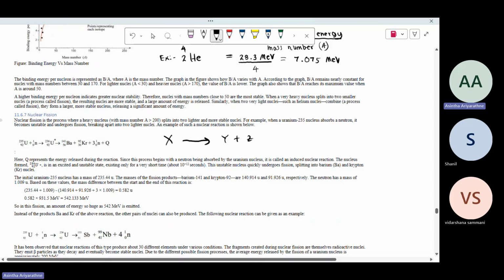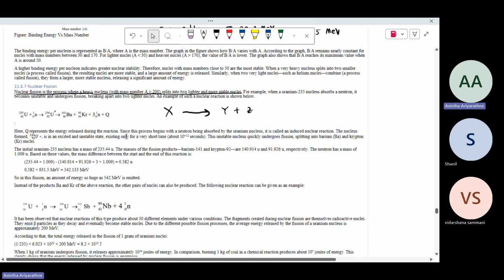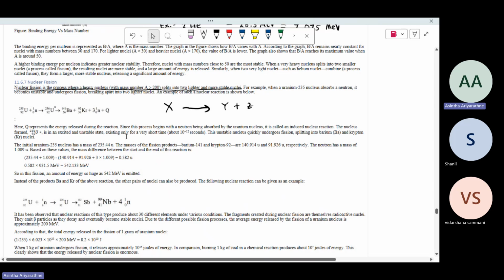Nuclear fission is the process where a heavy nucleus, with mass number normally greater than 200, splits into lighter and more stable nuclei. Heavy nucleus means the mass number should be high. So here one example is given.